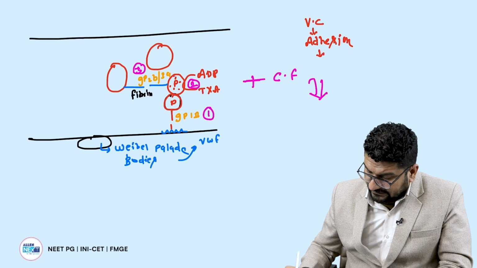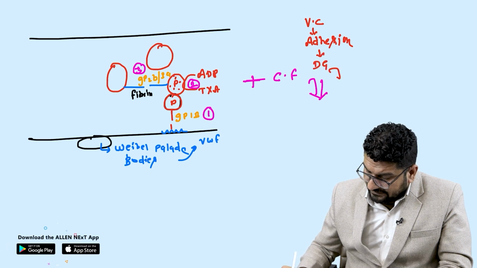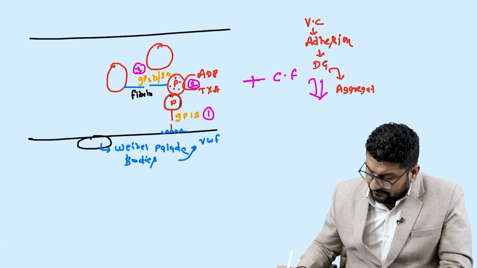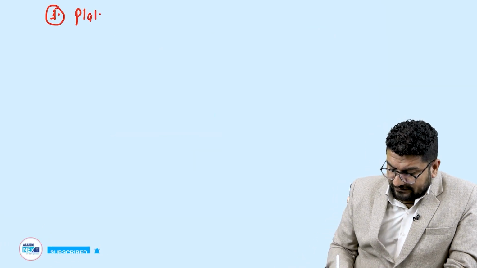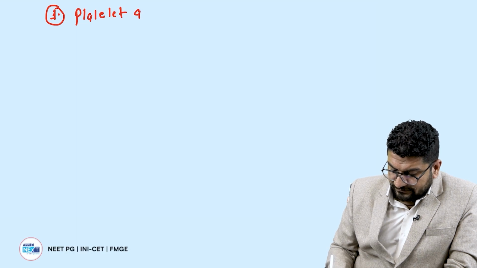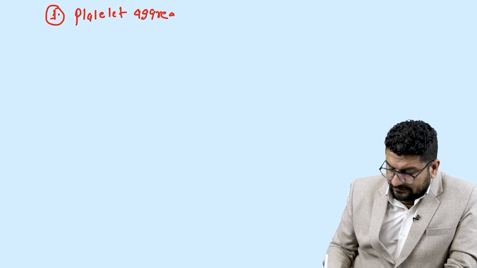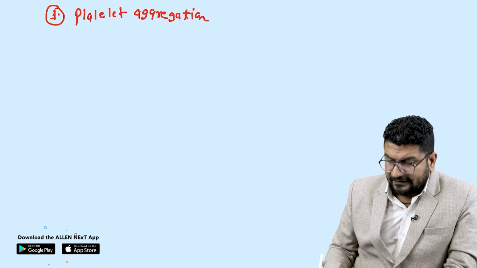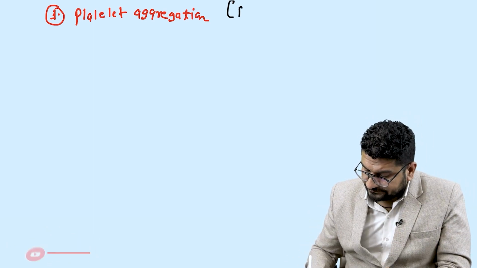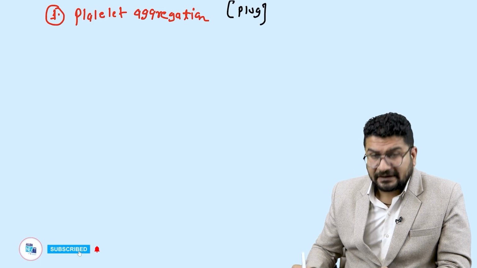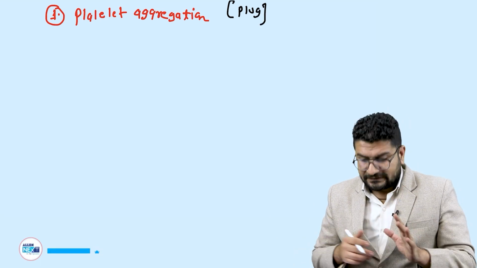Then you can see there is degranulation, and ultimately the last is aggregation. So the last component of this primary hemostasis is aggregation. So you can see there is platelet aggregation. This platelet aggregation means platelets aggregate and form a primary plug, a weak platelet plug, and this plug is vulnerable to rupture. ये आगे जाके rupture कर सकता है.